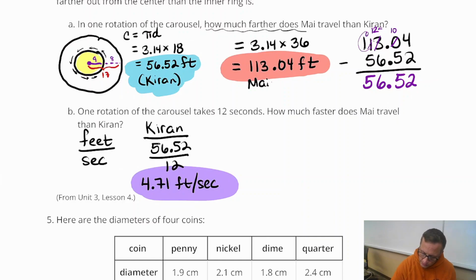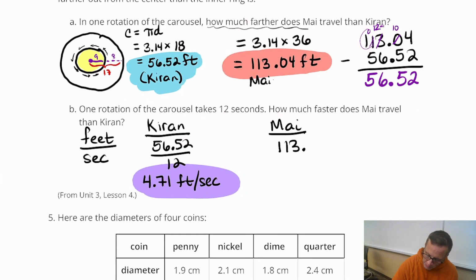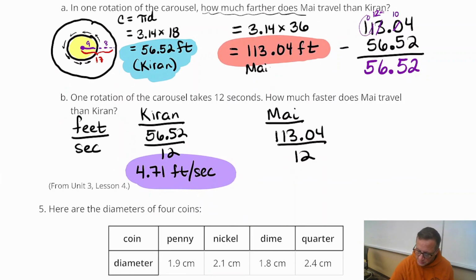Alrighty, and then for Mai, travels what, 56, oh no, sorry, 113.04 feet in the same amount of time, 12 seconds. So we're looking for Mai's rate. We're going to do 113.04 divided by 12, and you're going to get 9.42.